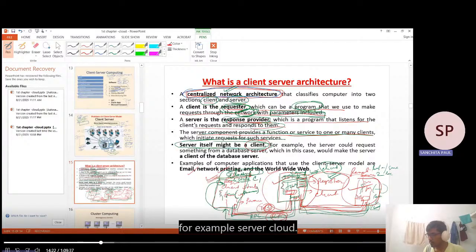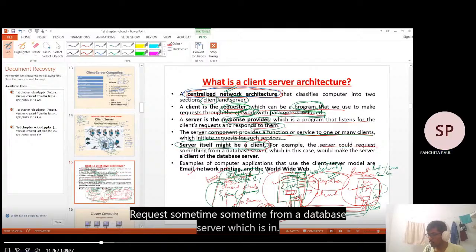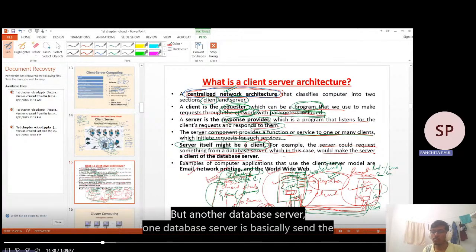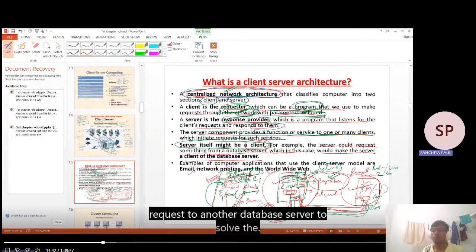For example, a server requests something from a database server, which makes it a client of the database server. That means one database server sends a request to another database server to solve the client's problem.